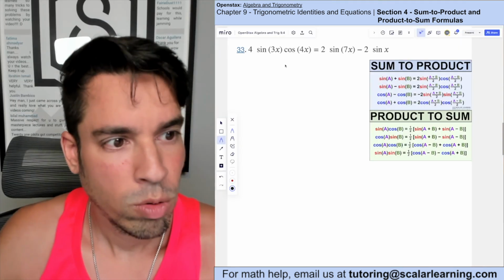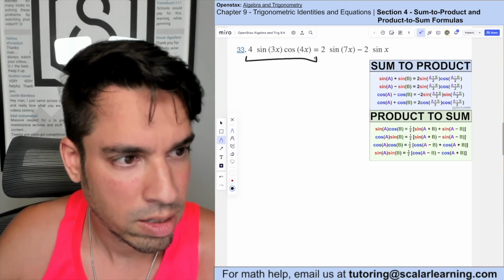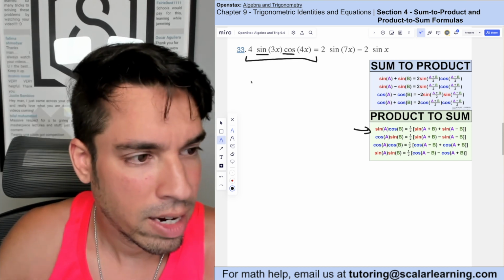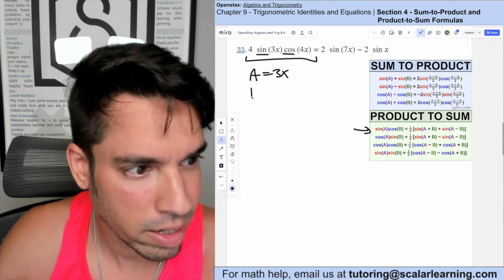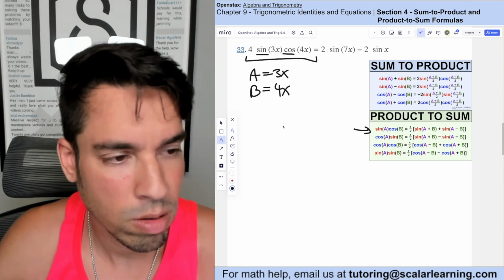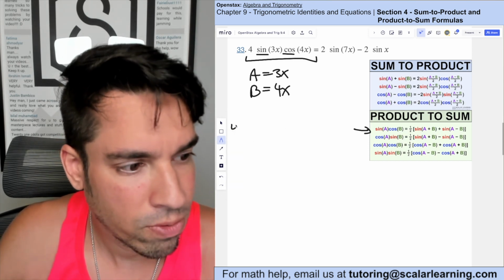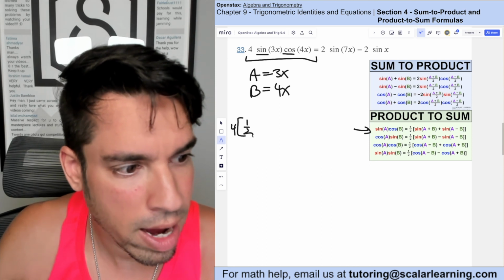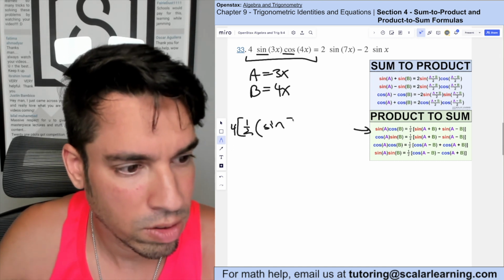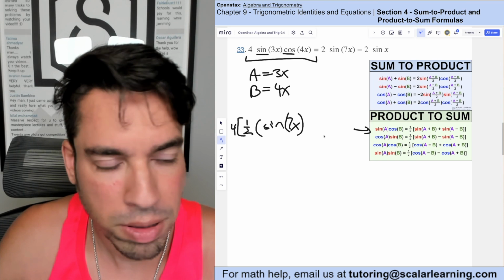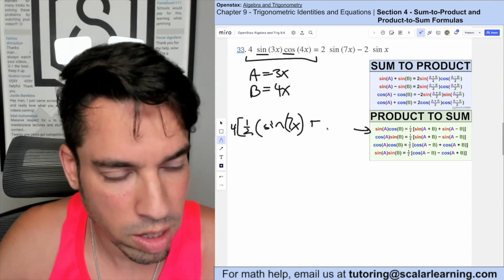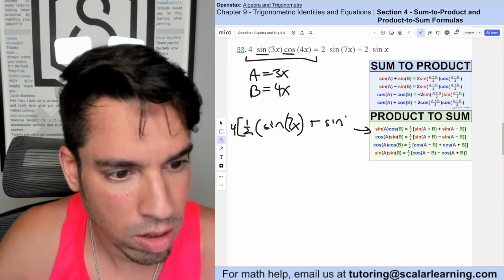Boom, done. So for this one, we're meant to prove this identity. So we're going to take this, and I see this as a product of sine times cosine, right? So that is right here. And in that case, A would be 3x and B would be 4x. So what I'm going to do is expand this out using the product to sum, and let's see what we get. So first of all, we have that 4, and then we have the 1/2, and then we've got sine of a plus b, so that's sine of 7x, okay? And then it's plus sine of the difference of these two, which is sine of 3x minus 4x, which is negative x, so then it'd be plus sine of negative x.